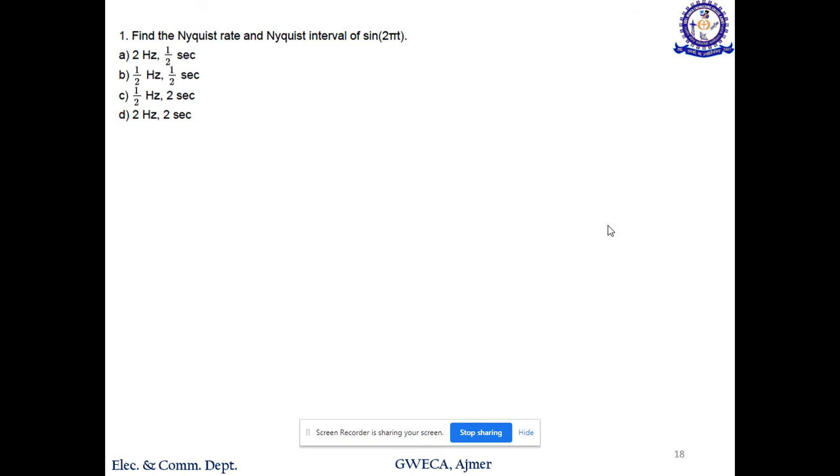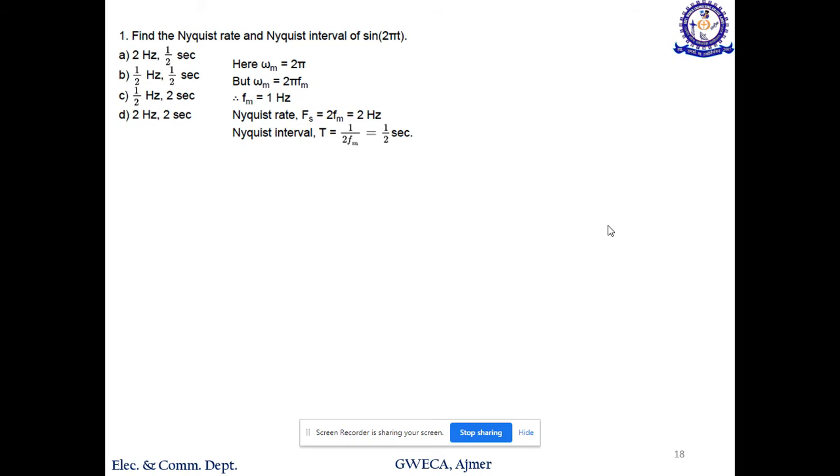Okay, the first one is to find the Nyquist rate and the Nyquist interval of sin 2πt. This is a very simple thing. sin 2πt is just like sin ωt, where ω is equal to 2π here. Here you can see the solution.